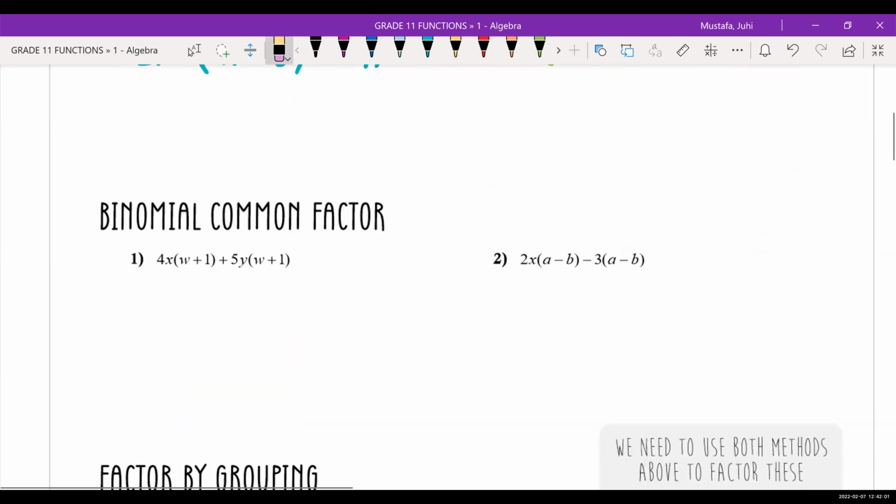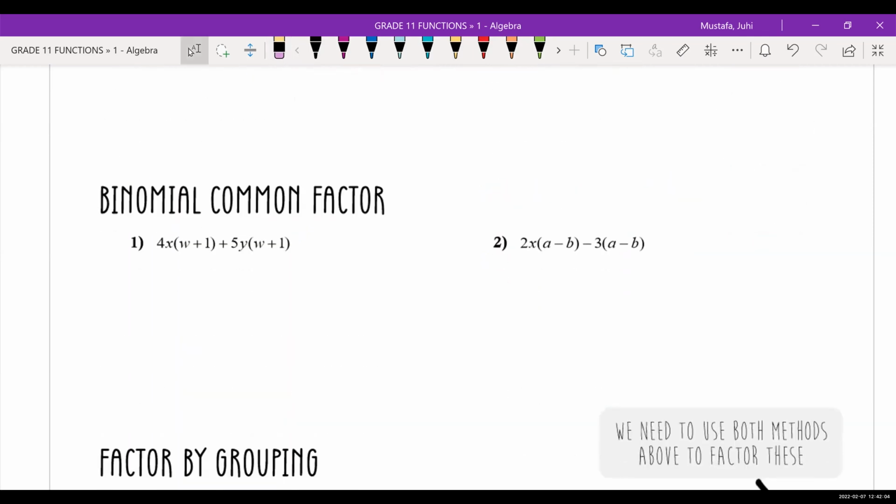All right, let's go on to the next type. It is a binomial common factor. So for this, I'm just recording. Let me pause for a second. Okay, so we have a binomial common factor. What exactly does that mean?